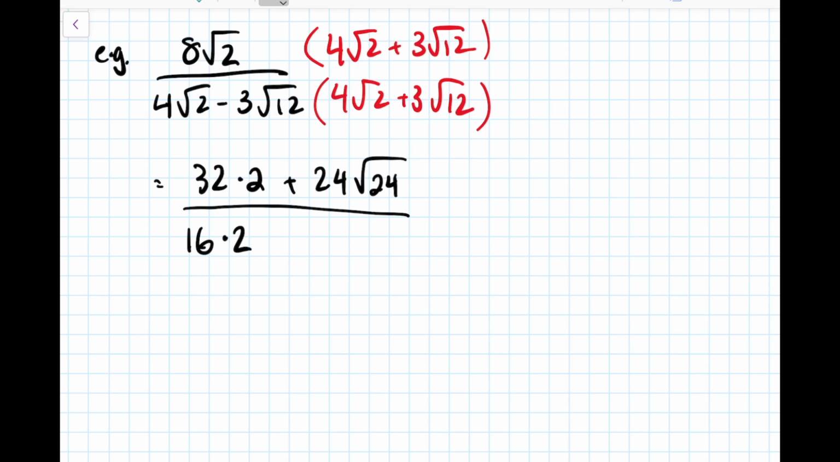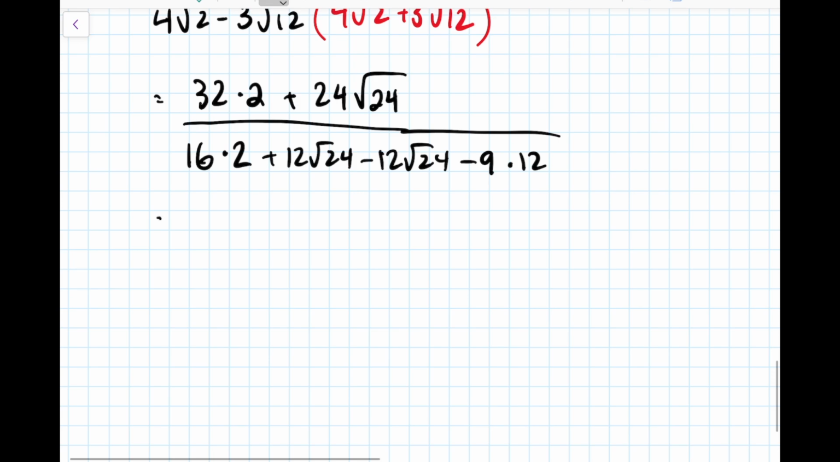Then our two middle terms, we're going to have 12 root 24. So we're going to add that and subtract it. And then the 3 root 12 times 3 root 12 is going to get me minus 9 times 12. So we simplify everything that we can right now. So 32 and 2 gets to be 64.